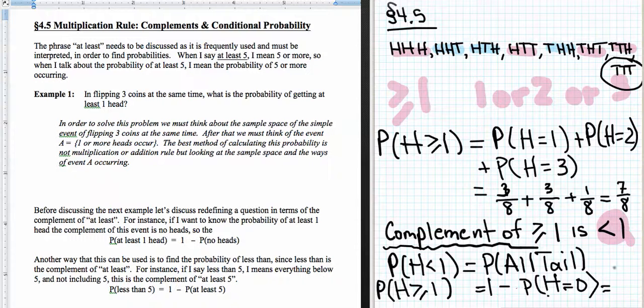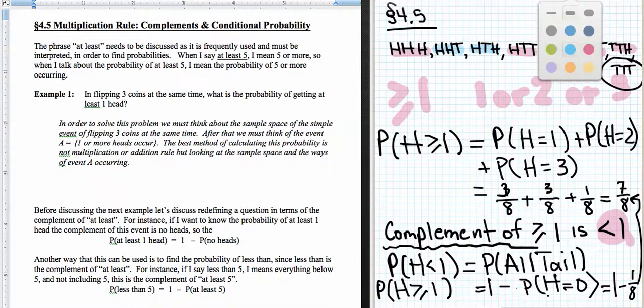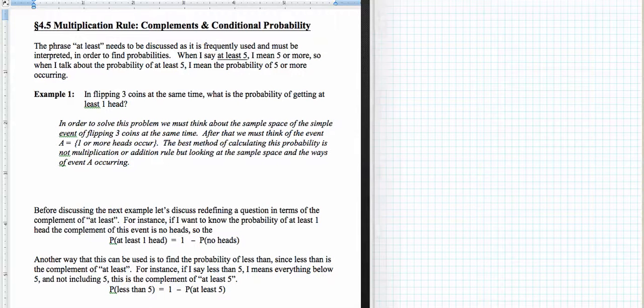So we see that this looks like 1 minus 1/8, which is going to be equal to our 7/8 there. So, complements of being less than or equal to and greater than, or greater than or equal to and strictly less than, we want to pay attention to that. Okay, so you see this greater than or equal to, its complement is less than. And what I'm telling you in addition is that if you look at the less than or equal to, then its complement is going to be strictly greater than.